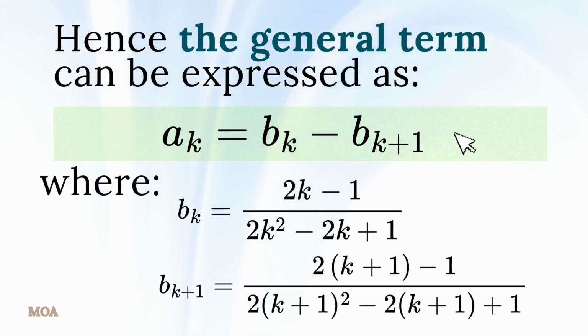Hence, the general term can be expressed as A sub k equals b sub k minus b sub k plus 1, where b sub k equals the quantity 2k minus 1 over 2k squared minus 2k plus 1, and b sub k plus 1 equals the quantity 2 times k plus 1 minus 1 over 2 times the quantity k plus 1 squared minus 2 times the quantity k plus 1 plus 1. This expression is helpful for telescoping the sum.